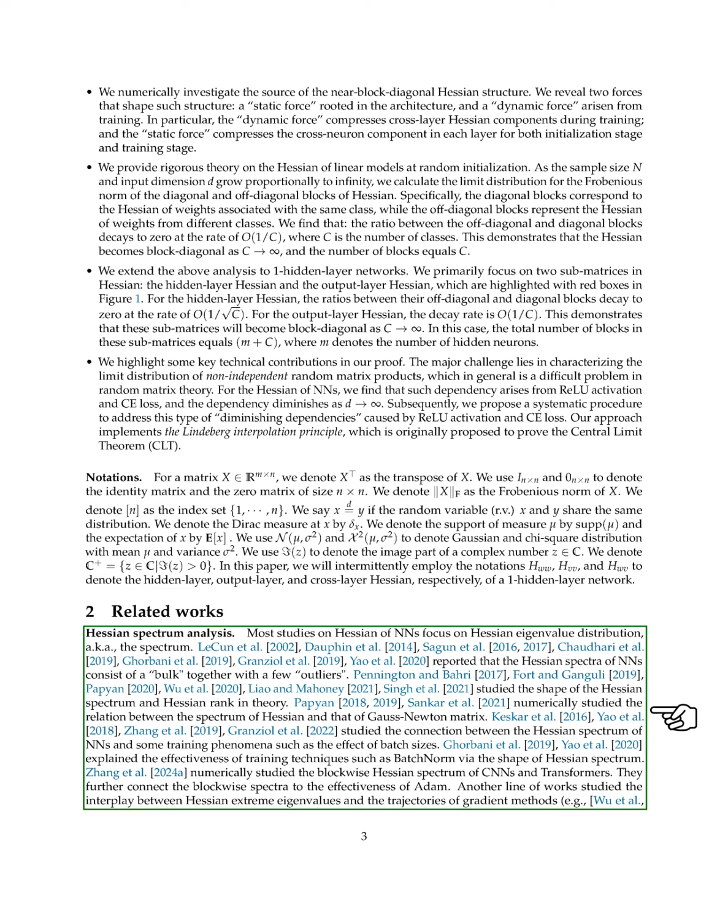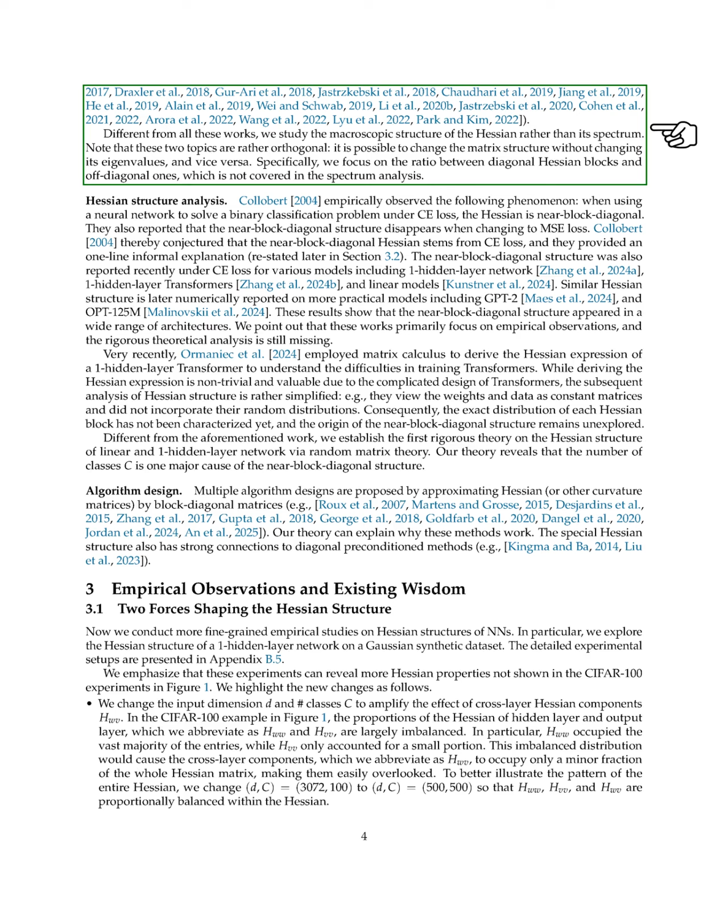Additionally, connections have been made between the Hessian spectrum and training phenomena, such as the impact of batch sizes and the effectiveness of training techniques like batch norm. Other studies have looked at the blockwise Hessian spectrum of CNNs and transformers, linking it to the performance of the Adam optimizer. Unlike these studies, we focus on the overall structure of the Hessian rather than its spectrum, emphasizing the ratio of diagonal to off-diagonal blocks, which is not typically addressed in spectral analysis.